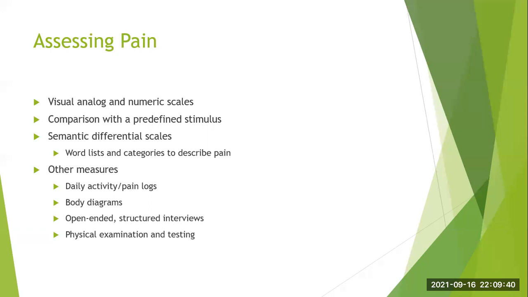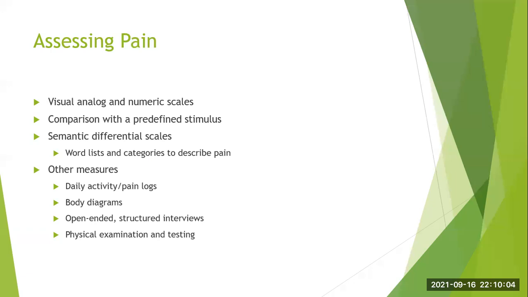Other measures can be daily activity and pain logs. A lot of times with people with chronic pain, we will ask them to keep those pain logs so they can make some connections between what may cause their pain to go up or down. Body diagrams where people draw in their pain. A lot of times intake paperwork at a clinic includes a body diagram.